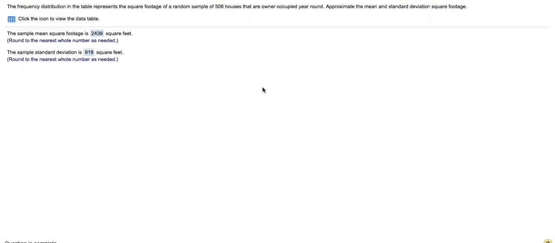All right, so that is it for this problem. The idea is, if you have a frequency distribution, you actually don't know the exact values for each of the 506 houses, which is why we're only approximating these two things, the mean and standard deviation. But that's all that is required for this question.